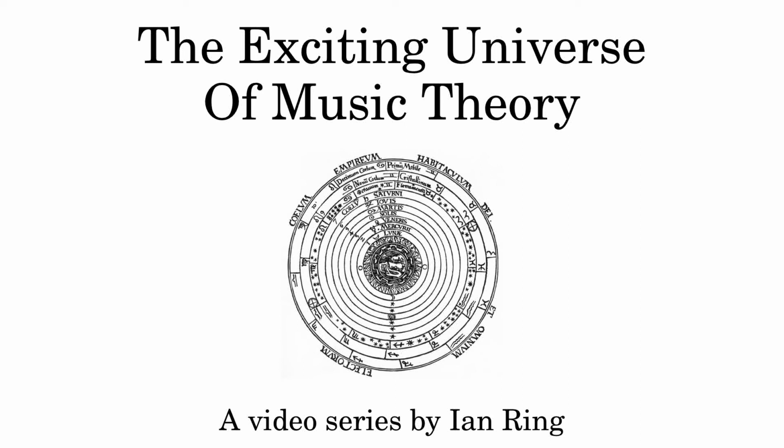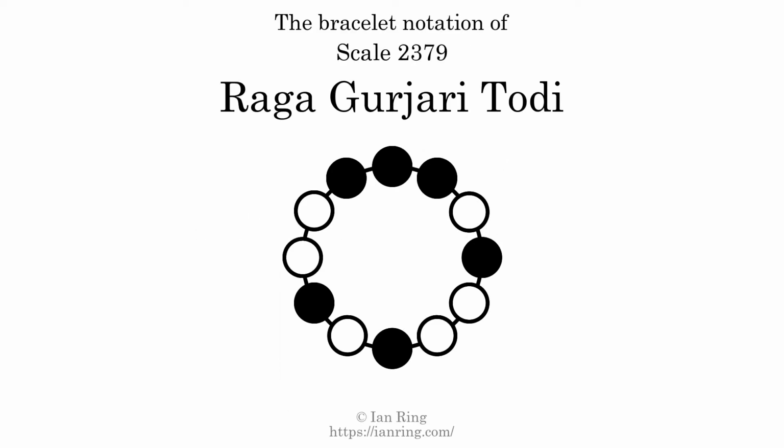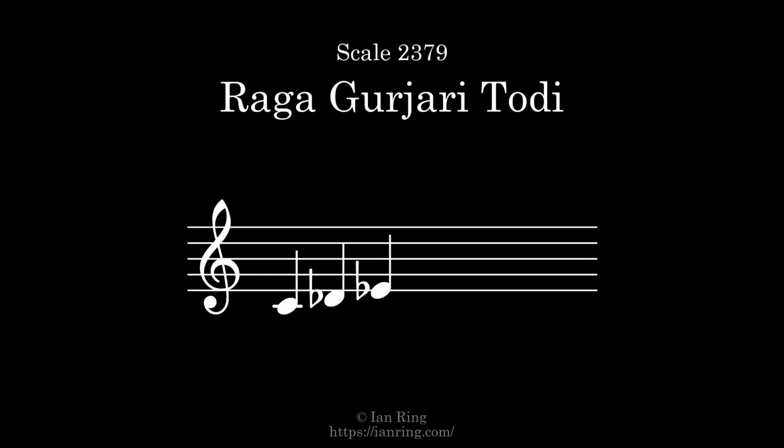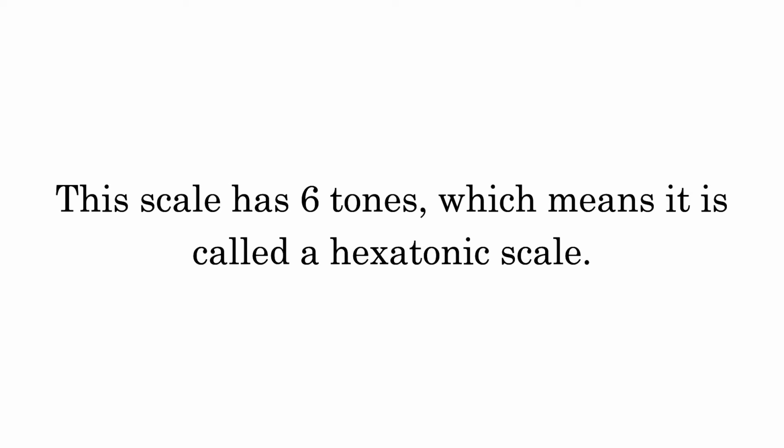Welcome to the exciting universe of music theory. Are you ready to learn? Then let's begin. Today we will talk about Scale 2379, Raga Gurjari Todi, which sounds like this. This scale has 6 tones, which means it is called a hexatonic scale.